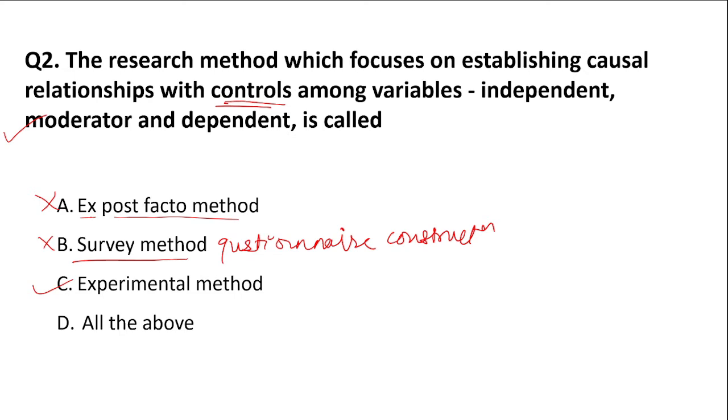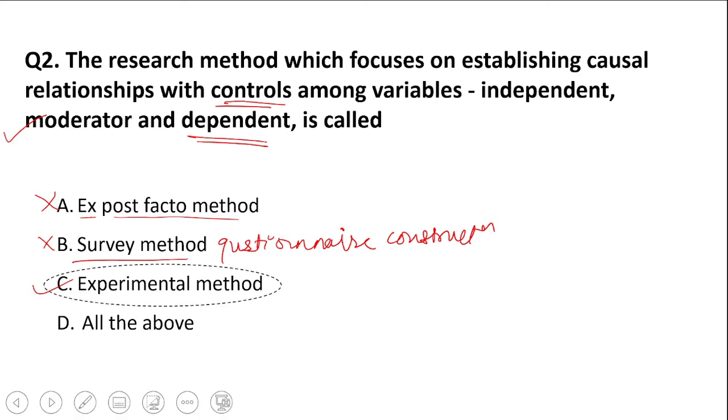Experimental method focuses on establishing causal relationship with control among variables: independent, moderator and dependent. Here the researcher can control the independent variable to see the effect or the impact on the dependent variable. So this is the definition of experimental method, and option C is the right answer.